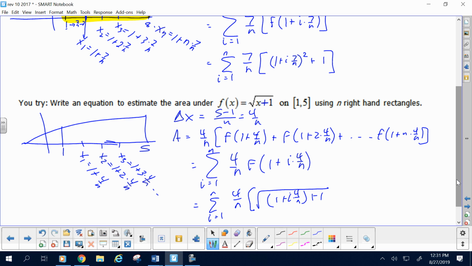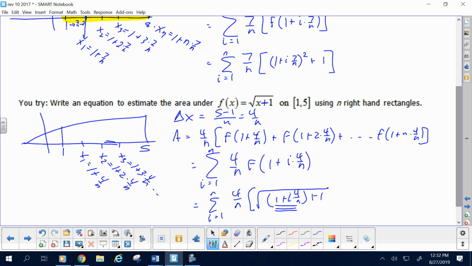Okay, do you have something like the summation from 1 to n of 4 over n times the square root of 1 plus I 4 over n, or I 4 over n plus 1? Yes? Okay, cool. So here's the problem that sometimes students have. The fact that there's a sum in there kind of tells me, oh, it's starting at 1 and it's 4y.